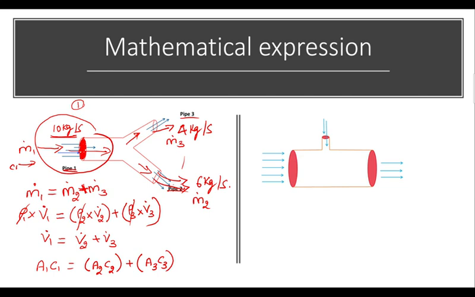Now look at this particular system. Here, this is an entry, this is an entry, and this is an exit. So I would like you to consider this as section 1, section 2, and section 3. Can you write the mathematical expression for mass flow rate and volumetric flow rate? Can you do that on a sheet of paper that's next to you, or write it wherever you want to.